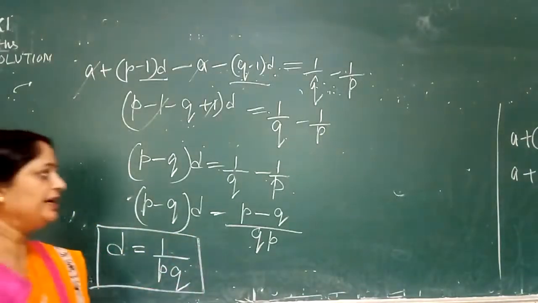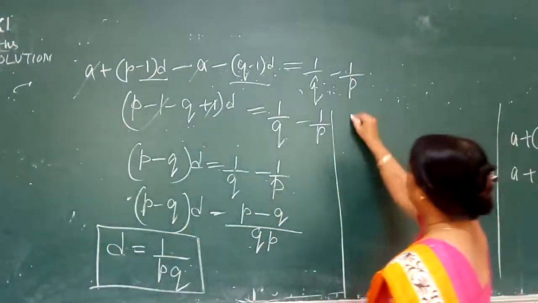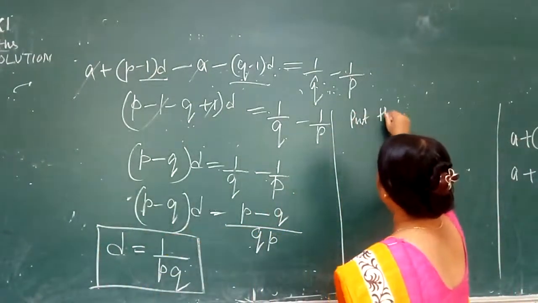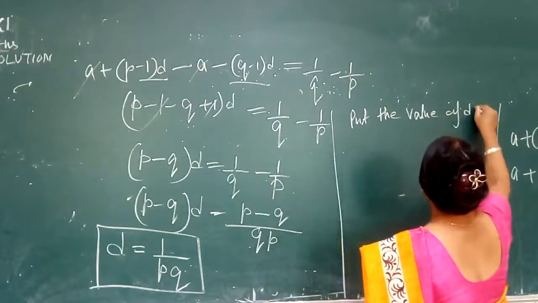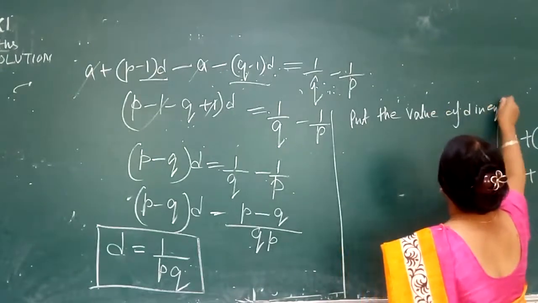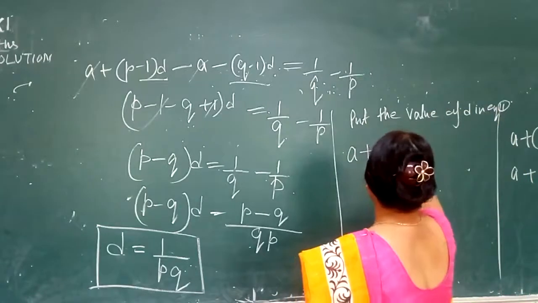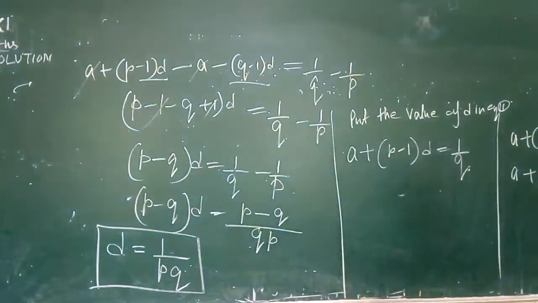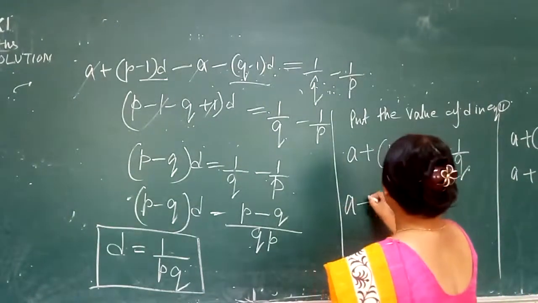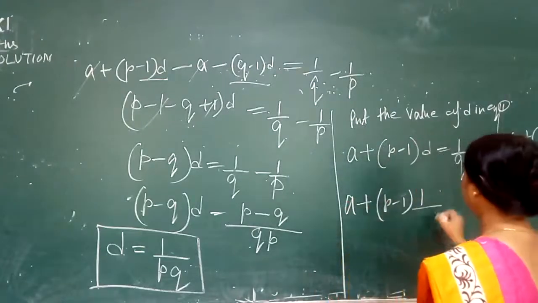This is the value of d. Now we have to find out the value of a. So put the value of d in equation 1. What was equation 1? That is a plus p minus 1 into d is equal to 1 by q. This is equation 1. So we will put here the value of d. So it will come a plus p minus 1. What is the value of d? That is 1 by pq.